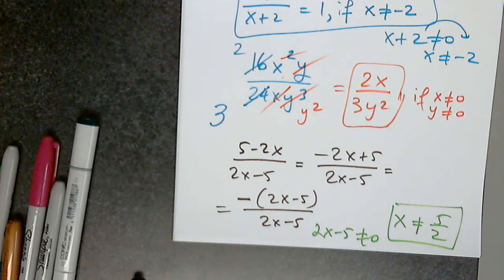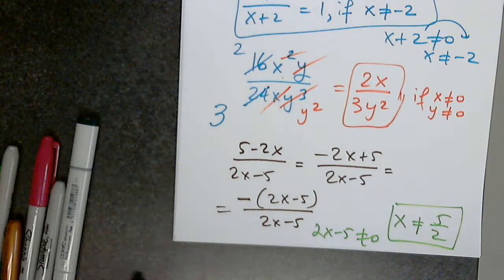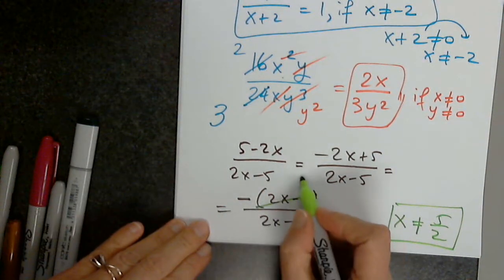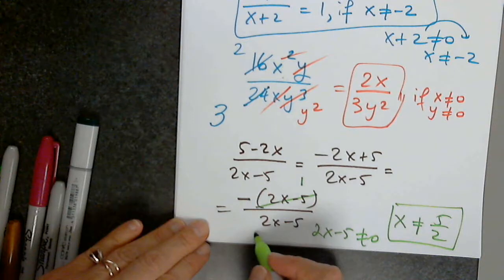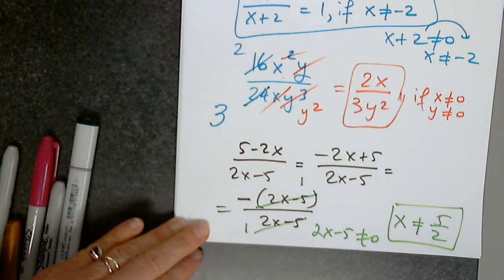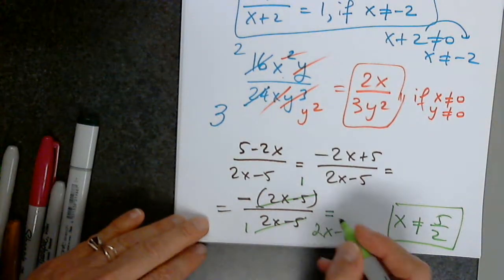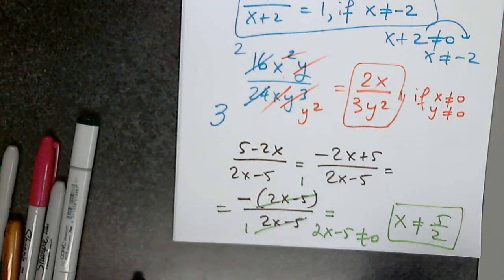Are you with me on this? Yes? Okay, so then what is the final answer? I always encourage you when you simplify, write 1, because you may think of 0, which is not the case. So then what is the simplified form of this expression, assuming x is never 5/2?